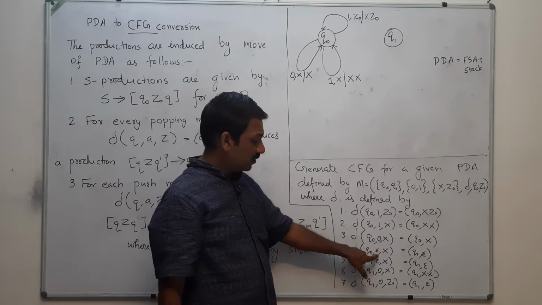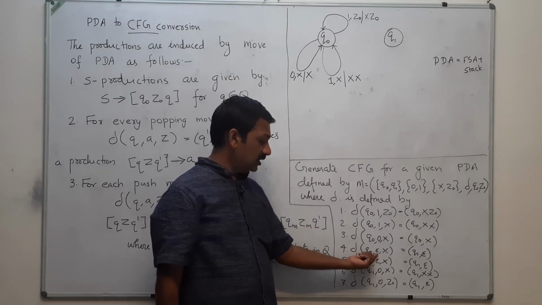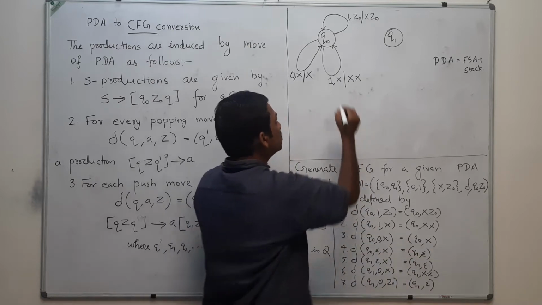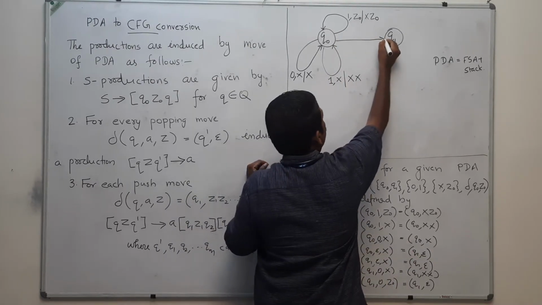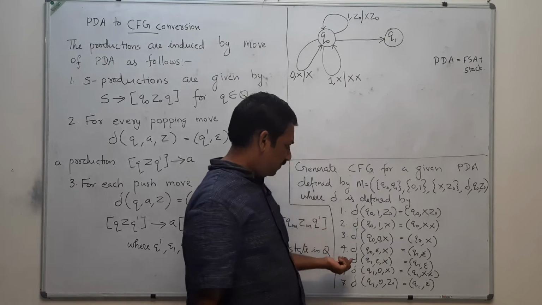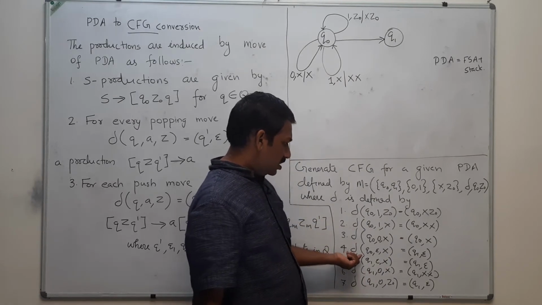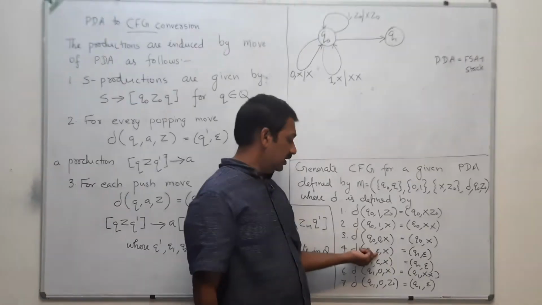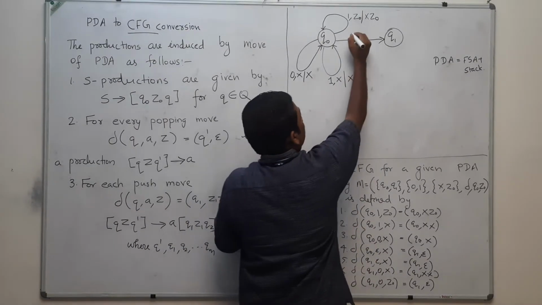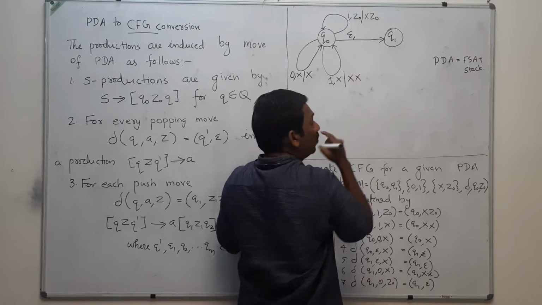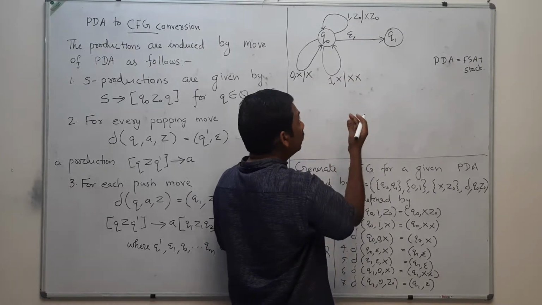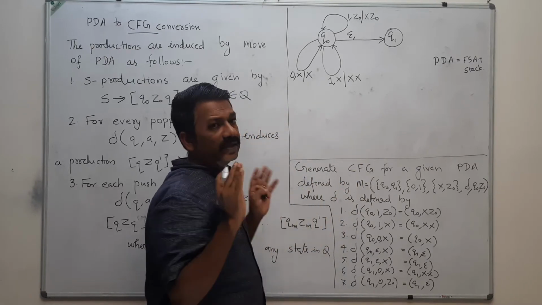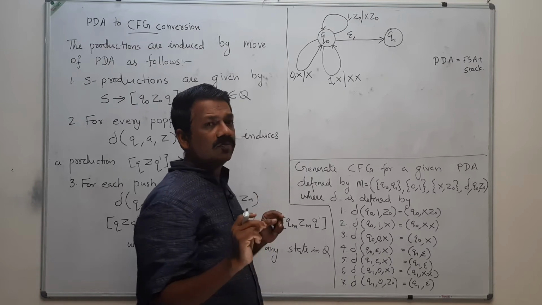Delta of q0, epsilon, x. That means without reading anything, if the current top of the stack is x, it will switch to q1, epsilon. That means you are going to switch to q1 if the current top of the stack is x, without reading anything. The input symbol is nothing, so you are not going to read anything. That means you are not moving your input pointer.